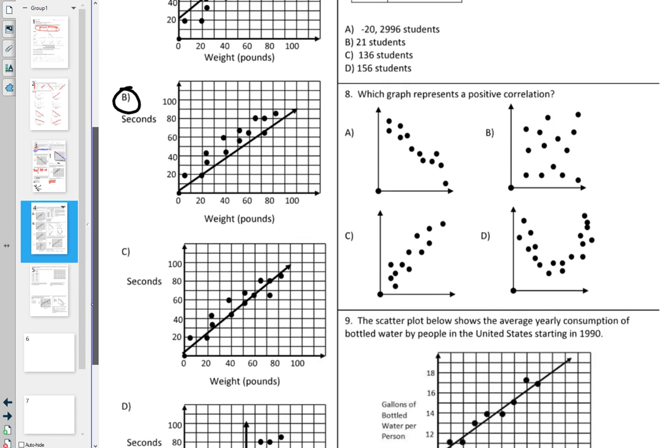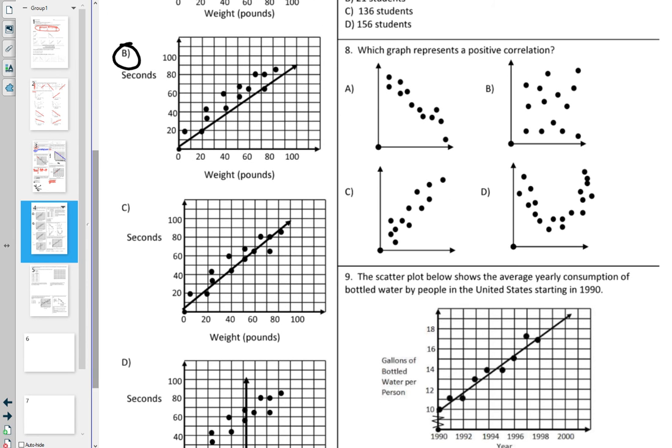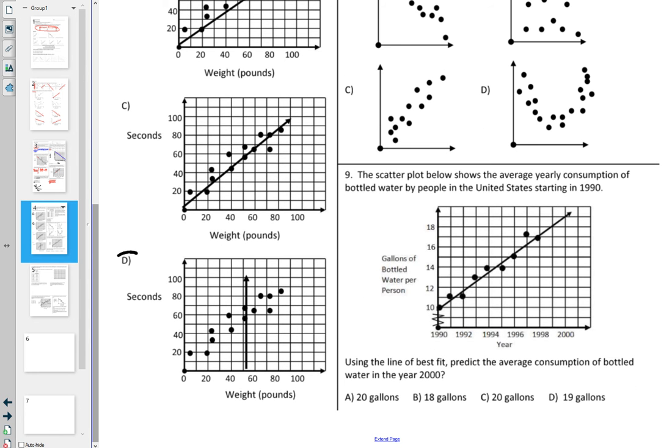Why is option B not a very good option? Yeah, almost all points are above it. And it's going through a couple other points, but almost all the points are above it. Why is option D terrible? Probably the worst one of all. It's not even going in the same direction as the scatter plot is.